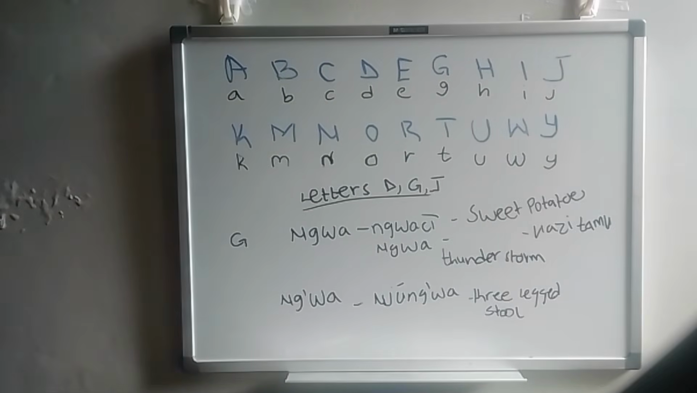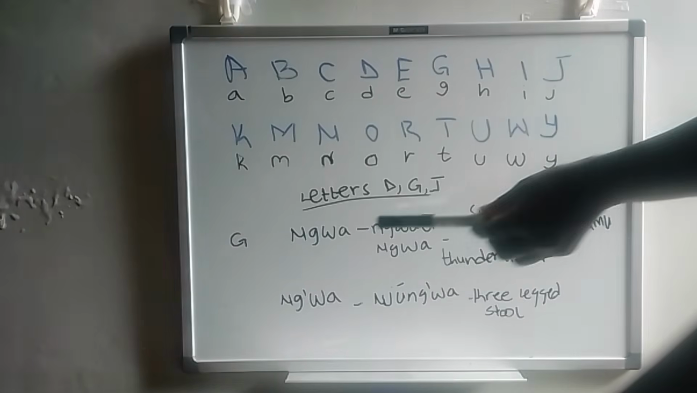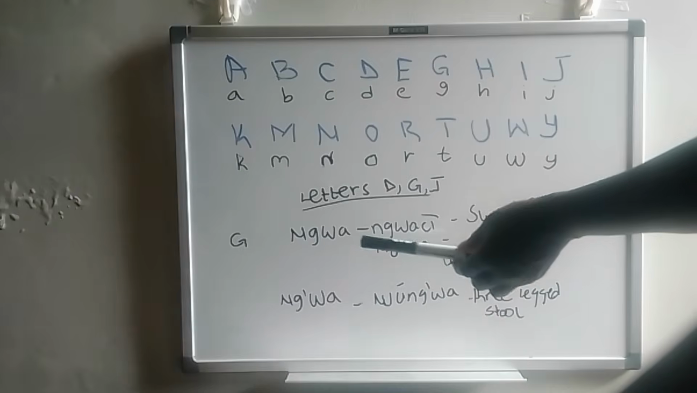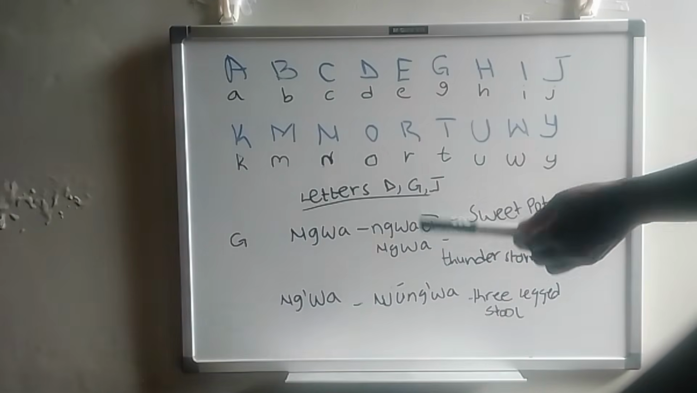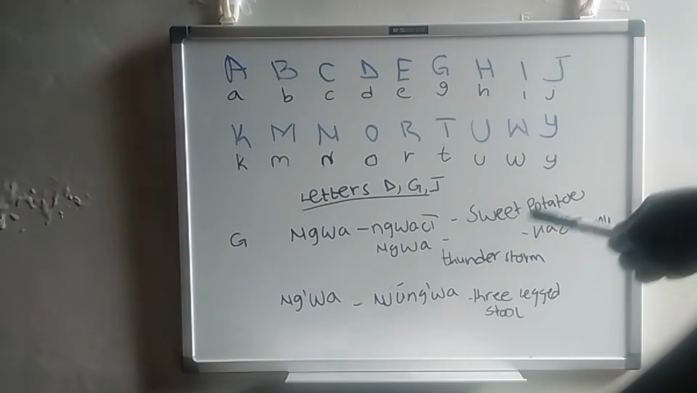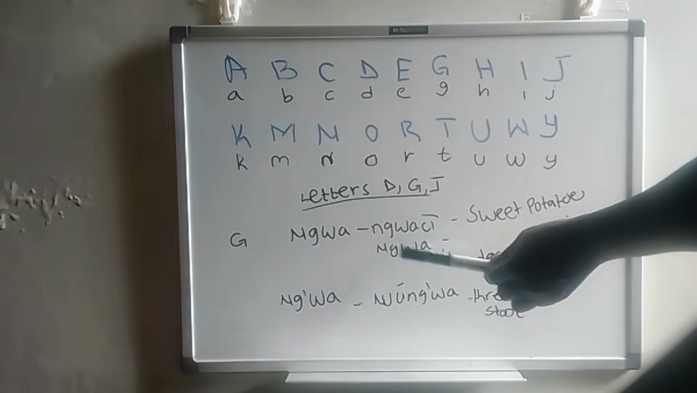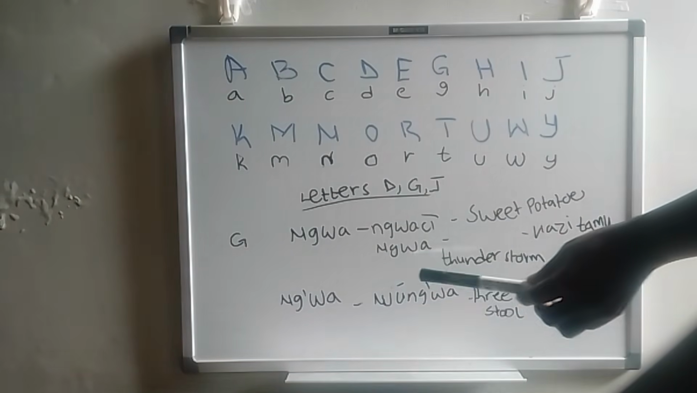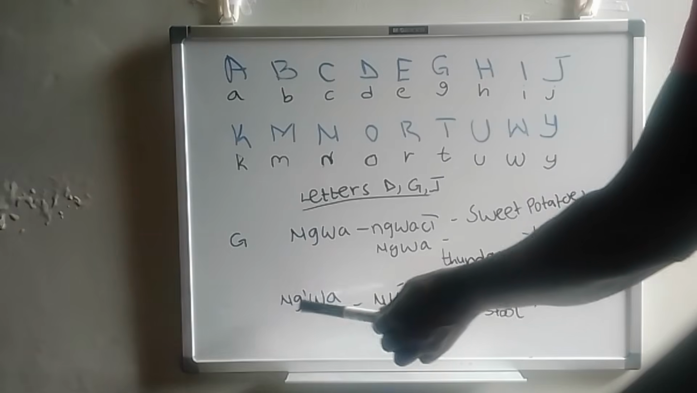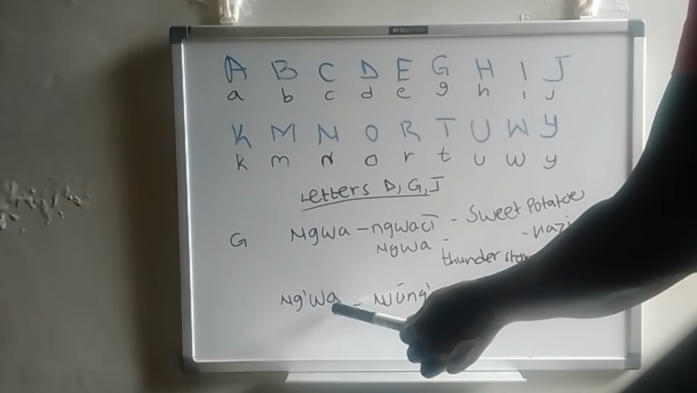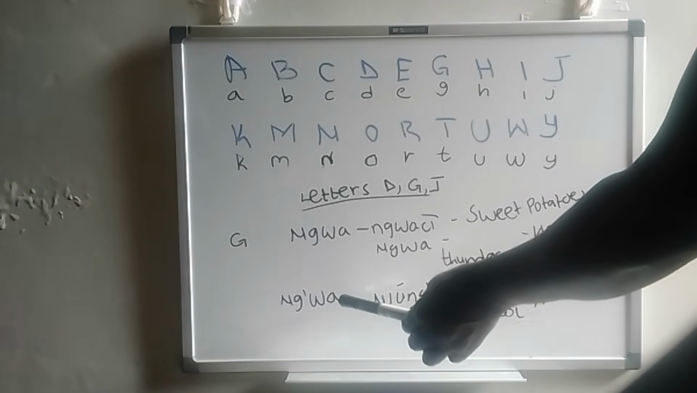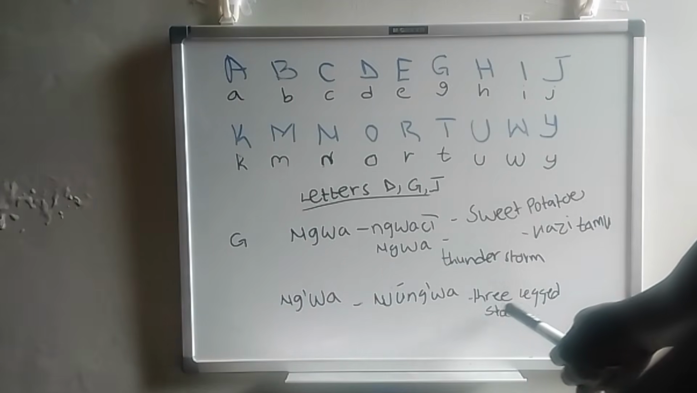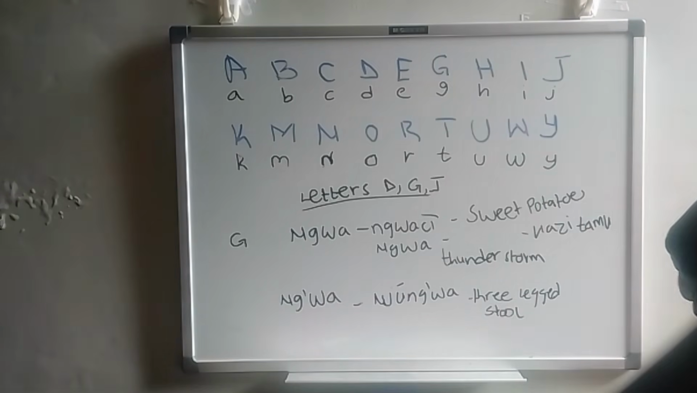It's also used like this. Ngwa, gwa. For example, gwashe, that is sweet potatoes. Gwa, that is thunderstorm. You can also use it ng', or any other vowel. For example, jungwa, that is a three-legged stool.